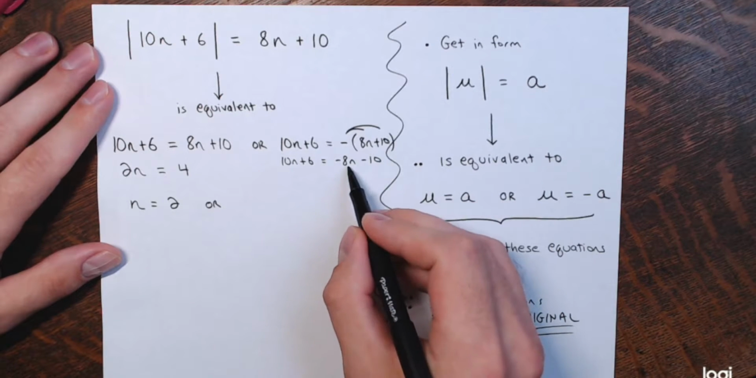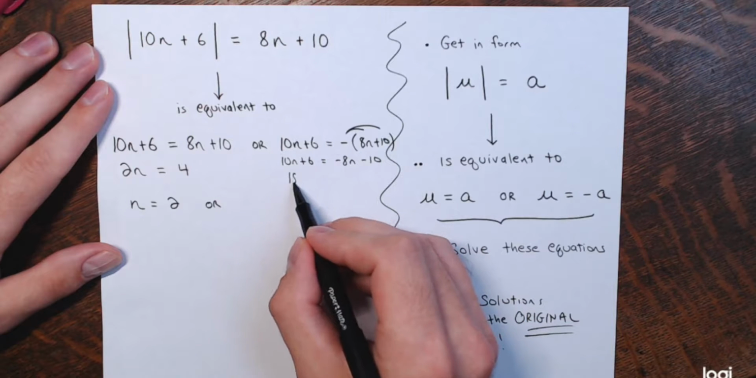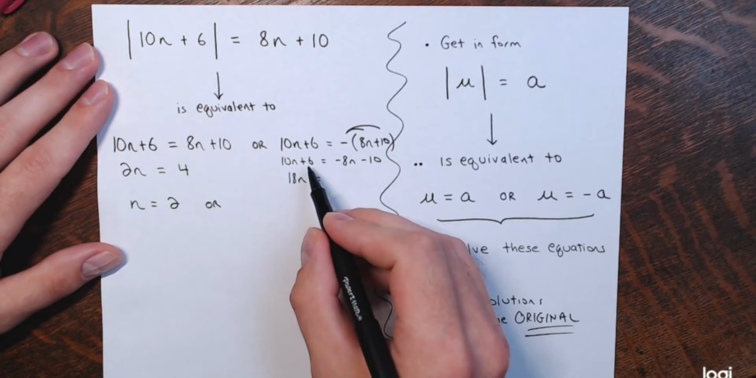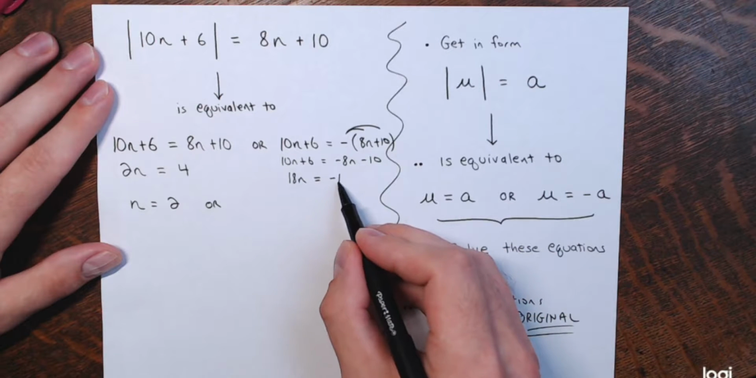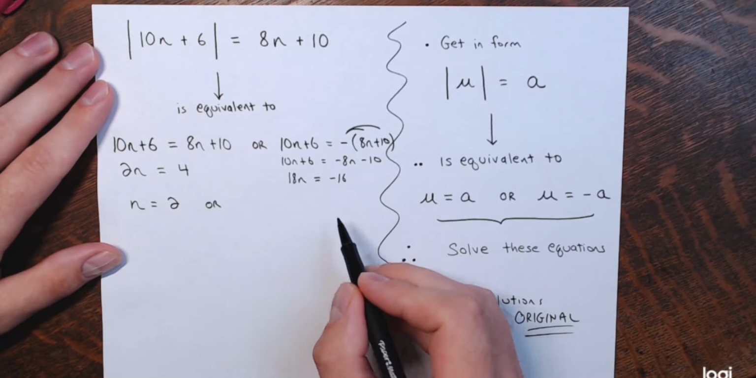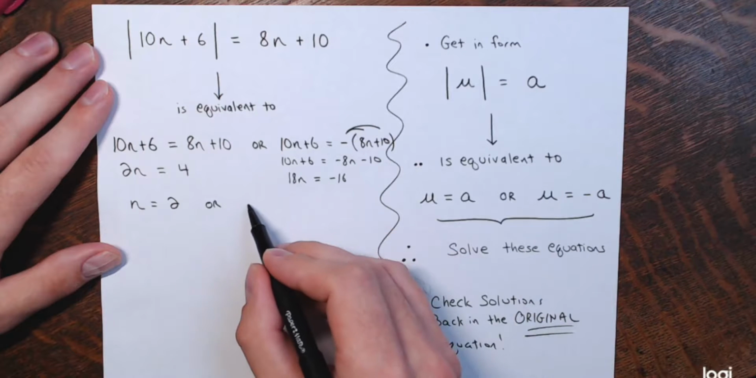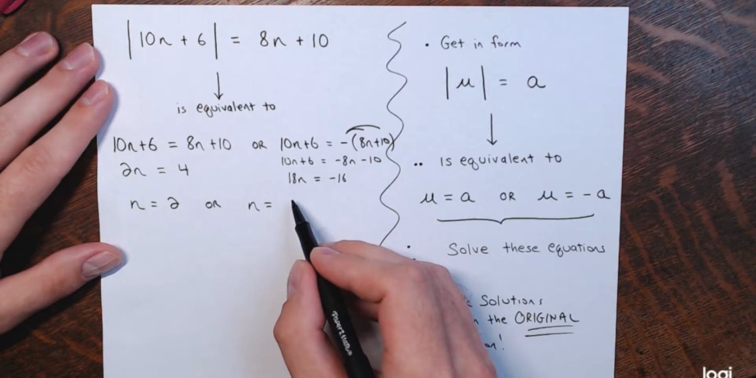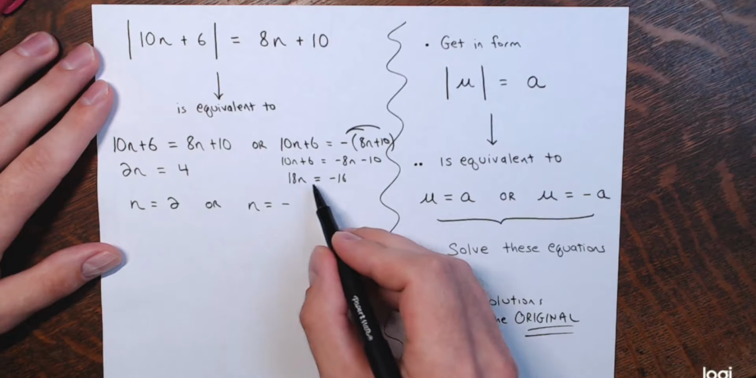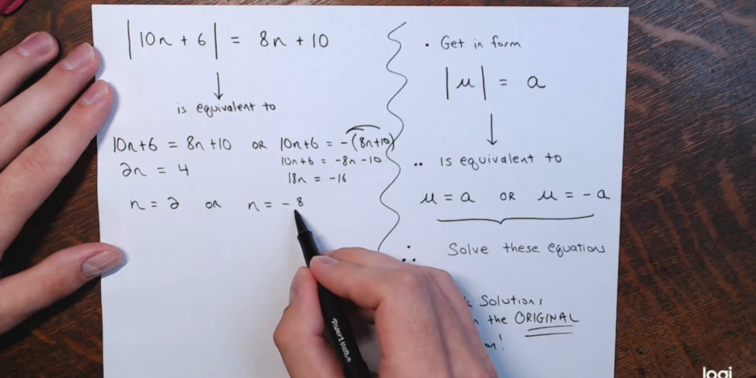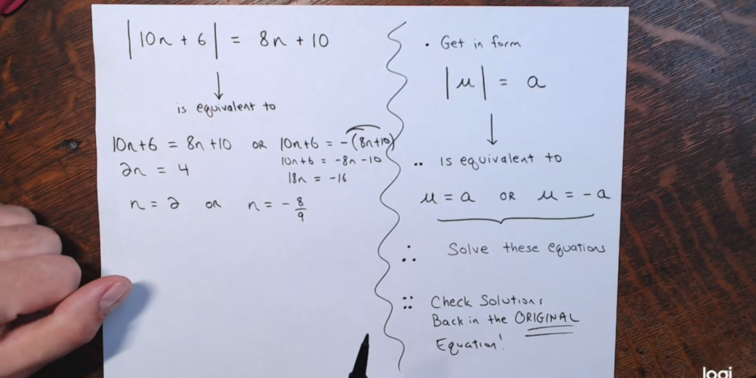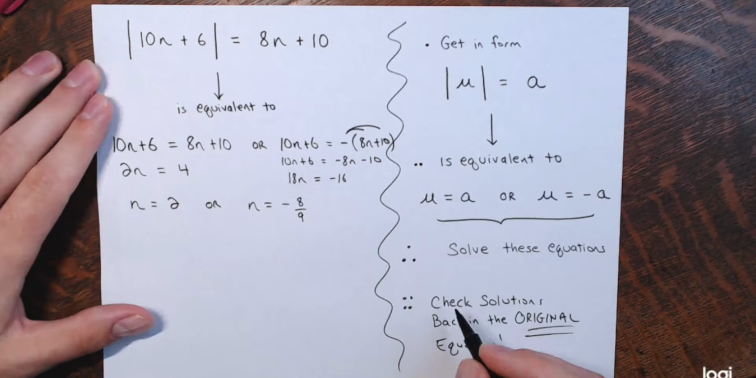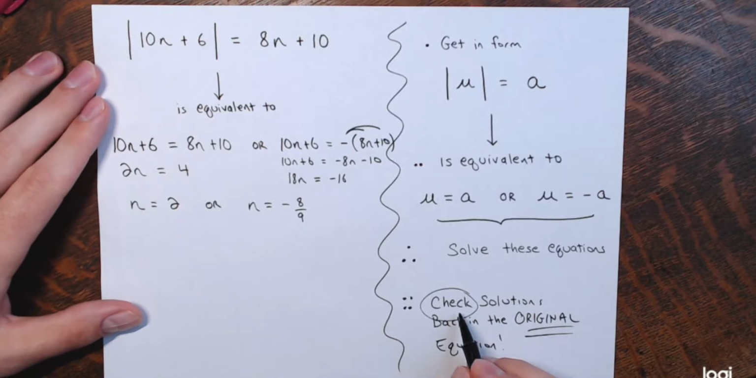Alright, then I would add 8n to give me 18n on the left. I would subtract 6 to give me negative 16 on the right. And I would divide by 18 to give me n equals negative 16 eighteenths, but 16 eighteenths reduces to 8 ninths. Alright, now these are not guaranteed to be solutions. That's why I'm saying in the last part here, check.